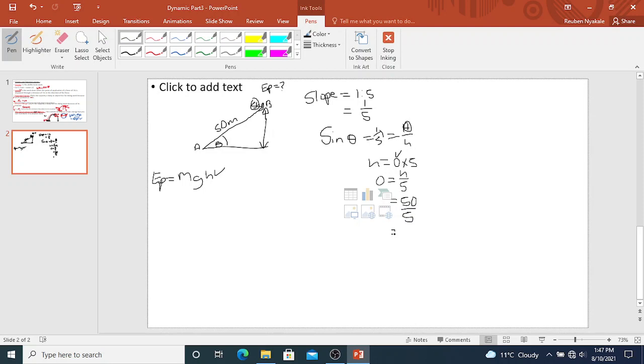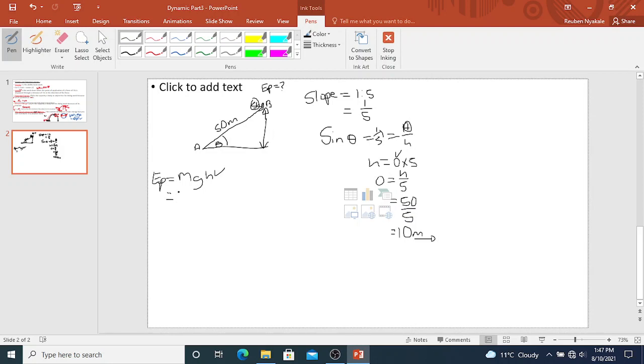Now, where's my calculator? Then your height in this case would be, 25? 50 divided by 5. Oh, it is 10. Oh, I'm crazy. 10. Then we manage to calculate our height, and we can use our height to calculate the EP.